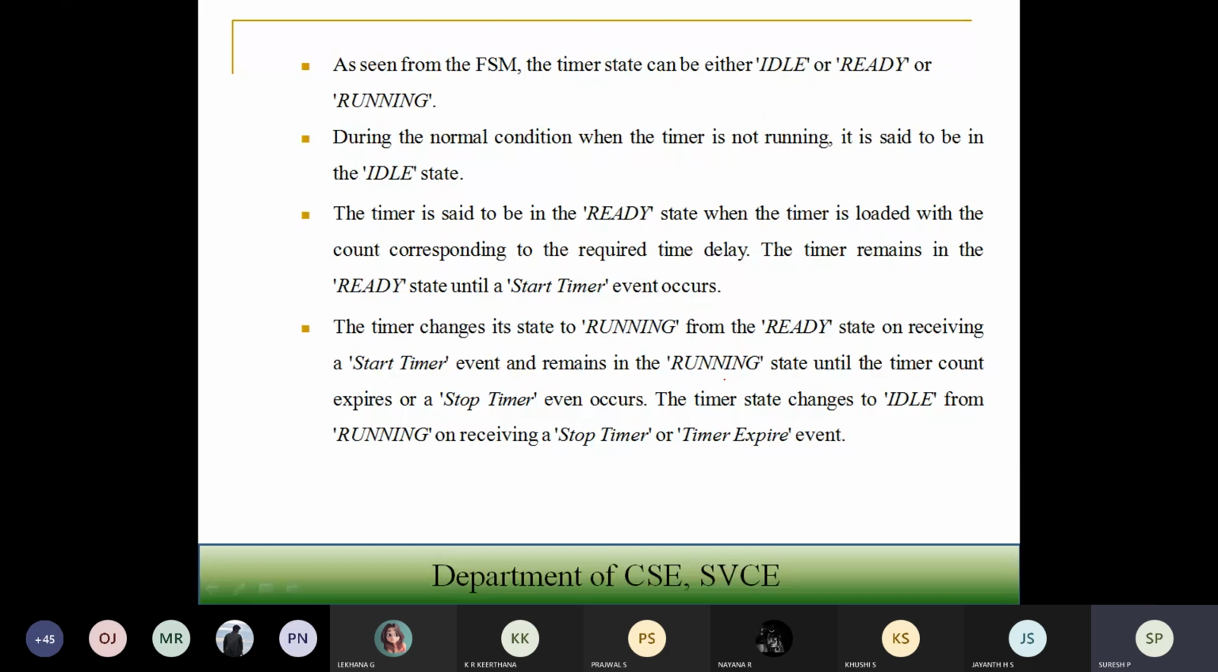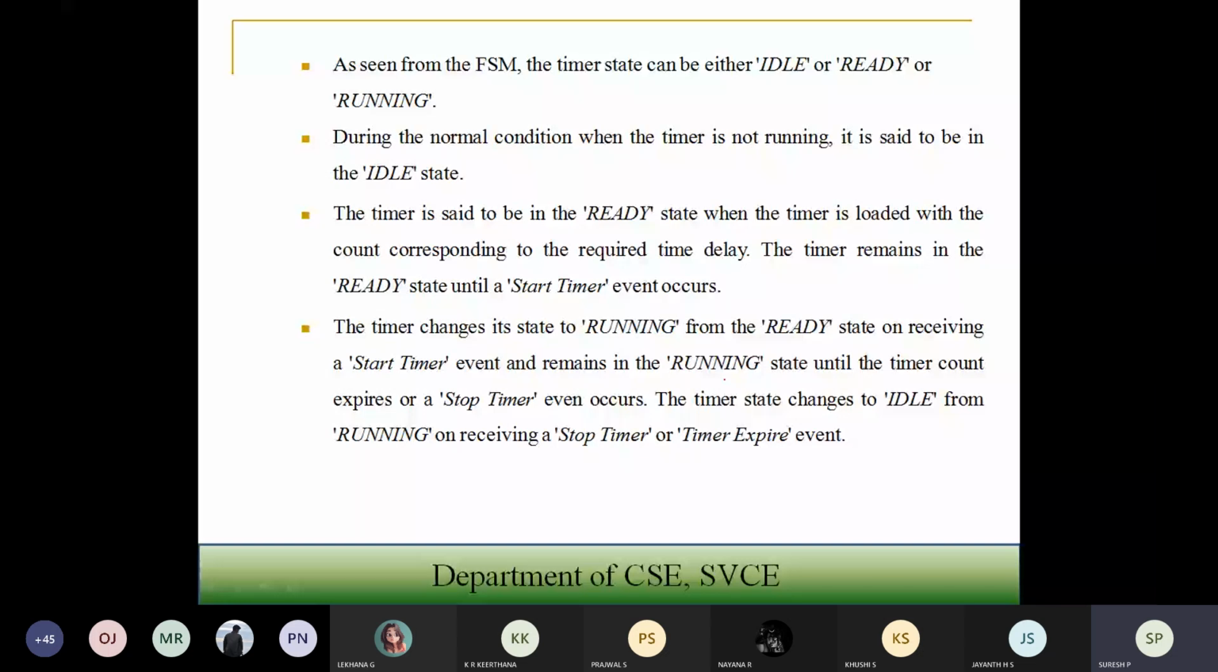From the finite state machine, there are three states: idle, ready, and running. During normal operations, when the timer is not running, it is in the idle state, as I told you. It goes to the ready state when the timer is loaded with the new count corresponding to the required time delay. The timer remains in that state until the start timer event. The timer changes from ready to the running state on receiving the start timer event.